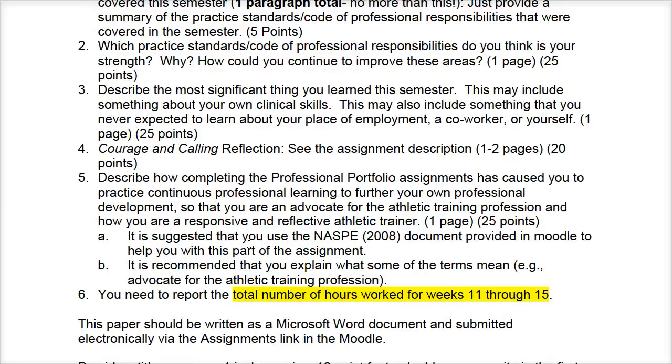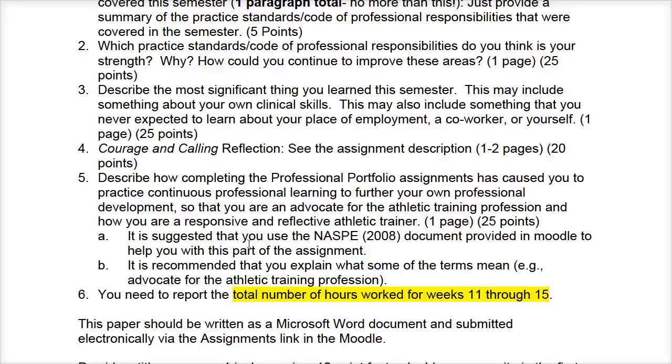And our 5th section is describe how completing the professional portfolio assignments has caused you to practice continuous professional learning to further your own professional development, so that you are an advocate for the athletic training profession, and how you are a responsive and reflective athletic trainer.